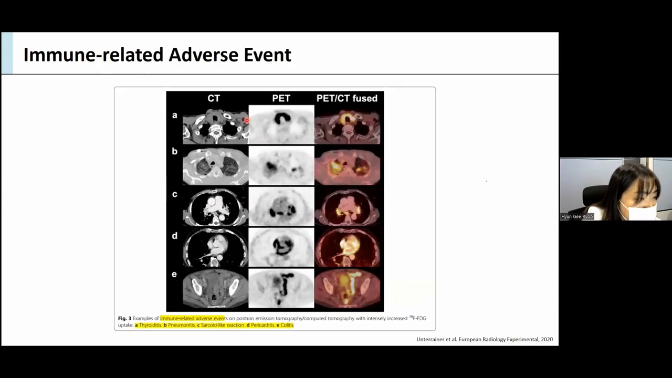And also, FDG PET can detect immune-related adverse events after immunotherapy. As you can see in these FDG PET images, there is intense uptake in the thyroid, lung, mediastinal lymph node, pericardium, and colon. These are immune-related adverse events after the immunotherapy. So this patient has thyroiditis, pneumonitis, sarcoid-like reactions, pericarditis, and colitis after the immunotherapy. So we can detect immune-related adverse events after immunotherapy by using FDG PET.